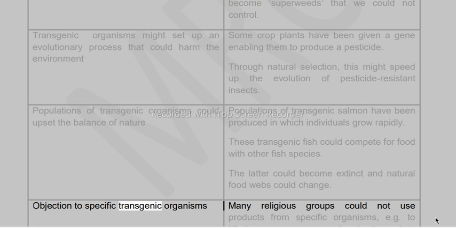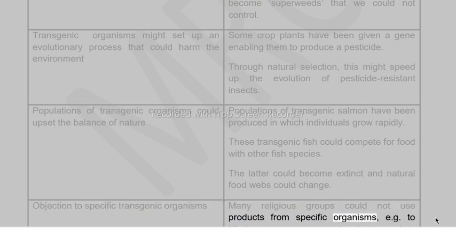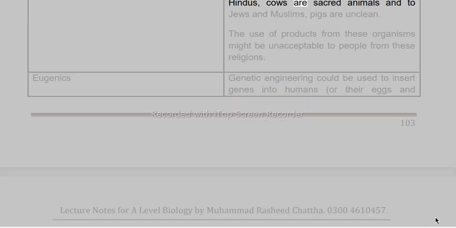Objection to specific transgenic organisms. Many religious groups could not use products from specific organisms, e.g. to Hindus, cows are sacred animals, and to Jews and Muslims, pigs are unclean. The use of products from these organisms might be unacceptable to people from these religions.